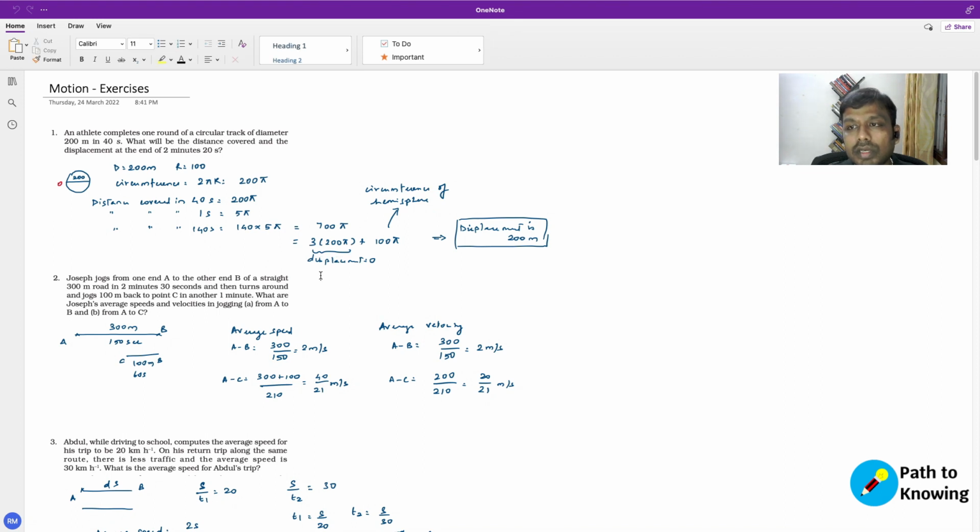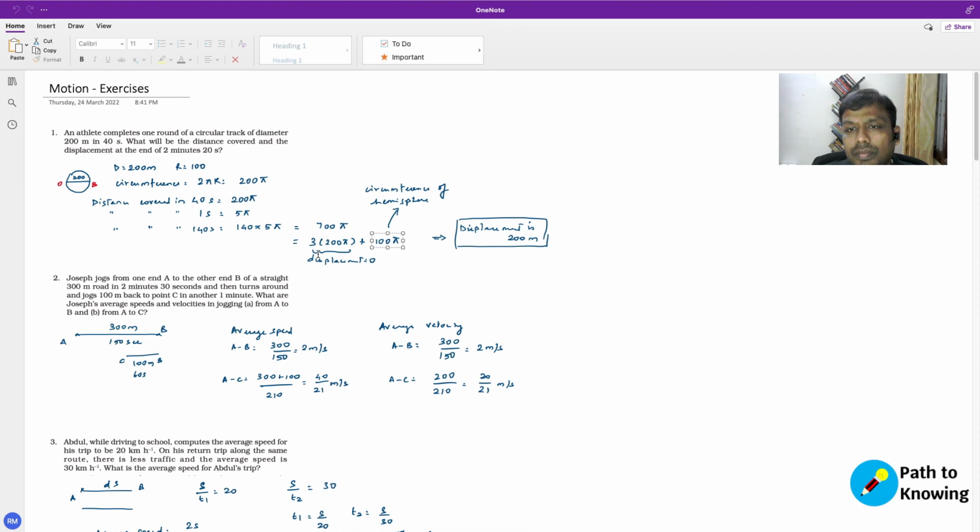So all we need to do to find the total displacement is look at what is left out, which is 100 pi. If you observe this, 100 pi is half of the circumference of the circle. After 140 seconds, the athlete has covered 3 complete rounds and has come to this point, let's call it point B. This curve, the half circumference here, is 100 pi, which means that the athlete has effectively covered the length of the diameter. That is your displacement, the change in position, which is equal to 200 meters.